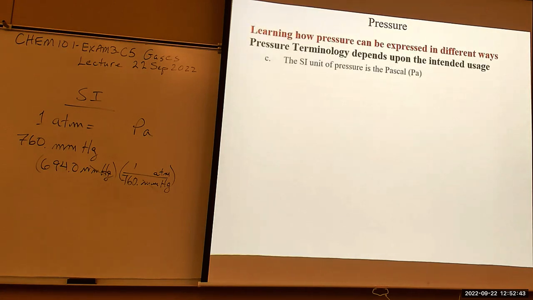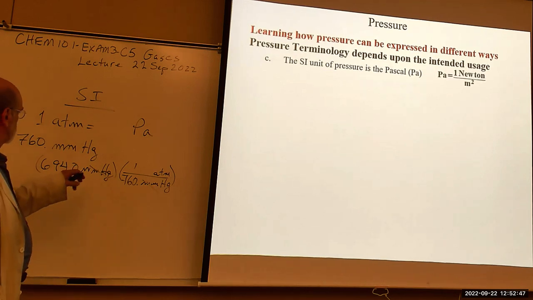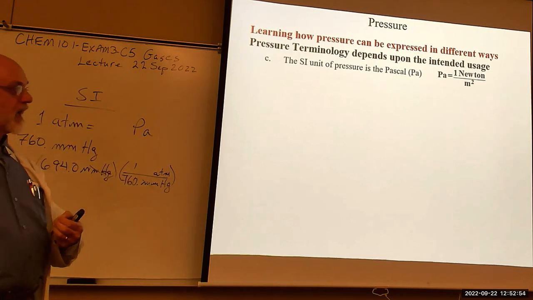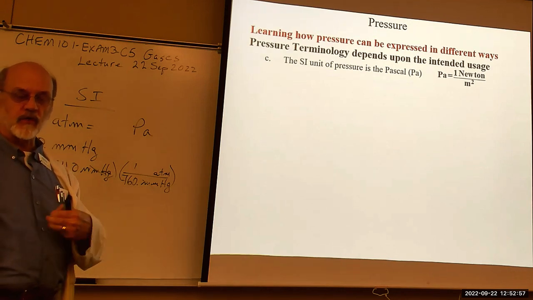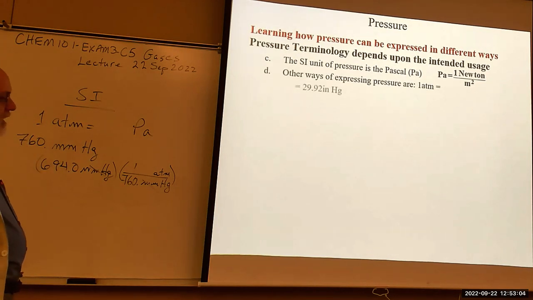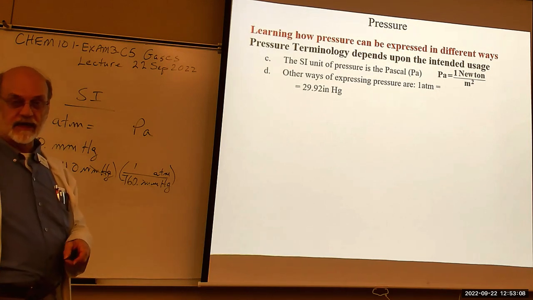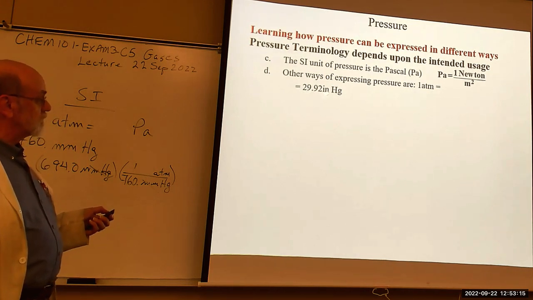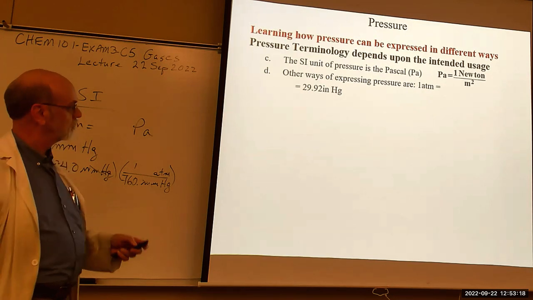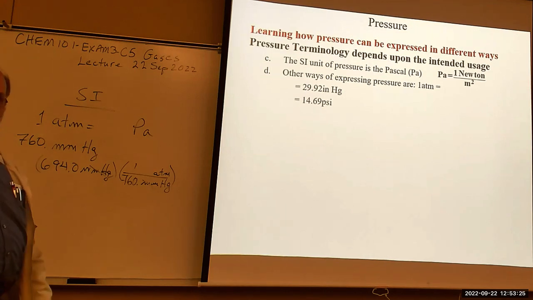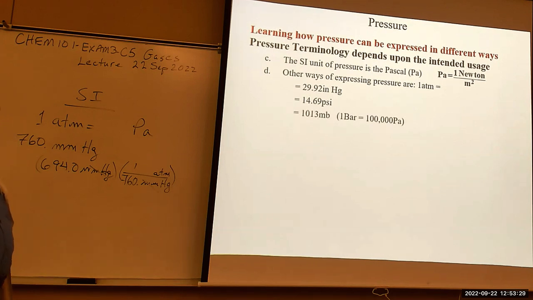Okay. So we can express pressure in different ways. Here's the SI unit. I erased it. But the standard unit for force is the newton. And the standard unit for area is the square meter. So 1 newton per square meter is 1 pascal. If you have inches of mercury, right? Sometimes we used to use inches only. 29.92 inches of mercury is 1 atmosphere. 14.69 pounds per square inch is 1 atmosphere. 1,013 millibars is 1 atmosphere.